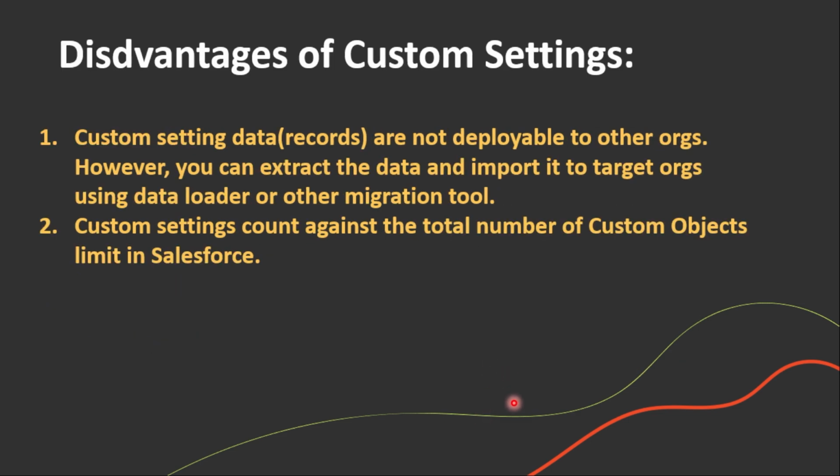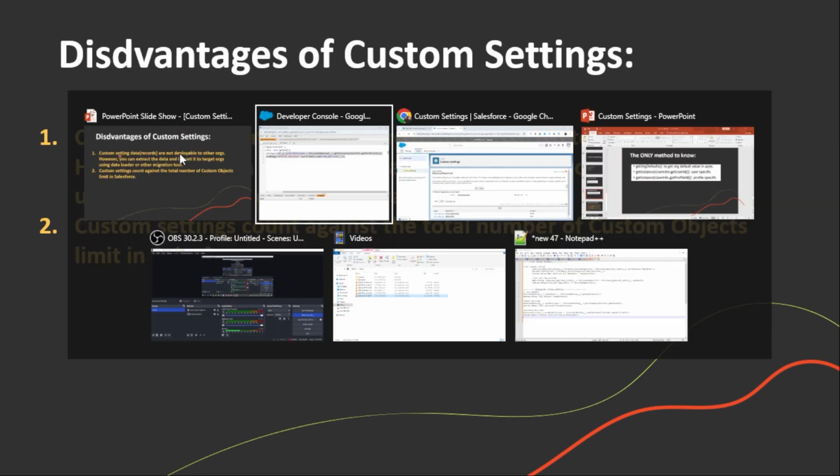Let's see some of the disadvantages of custom settings. The custom setting data, which is records, is not deployed to other orgs, right? What I mean by that is, for example, a custom object. You create a custom object, you create fields, and you have different records of that custom object. You cannot deploy the records, right? You can only deploy the custom object definition and fields. The data you have to either extract and then import into the next org. So just like that, in custom setting, you can only deploy the definition of the custom setting and fields. The records you cannot deploy.